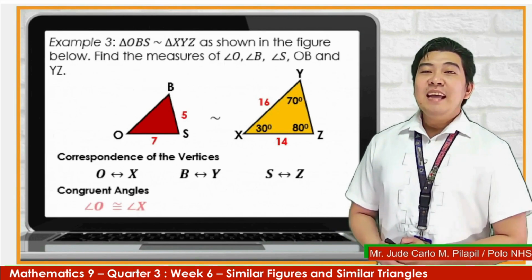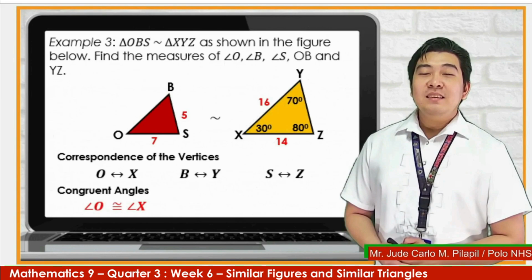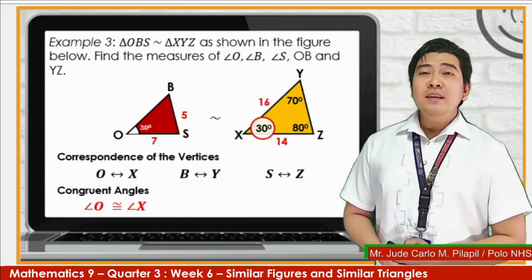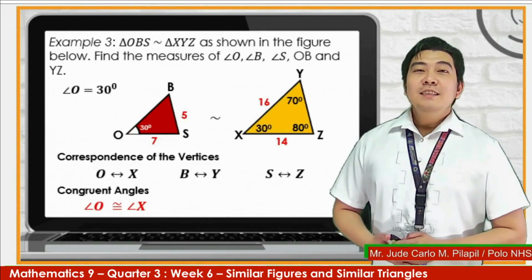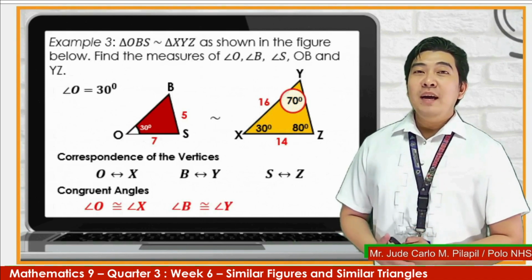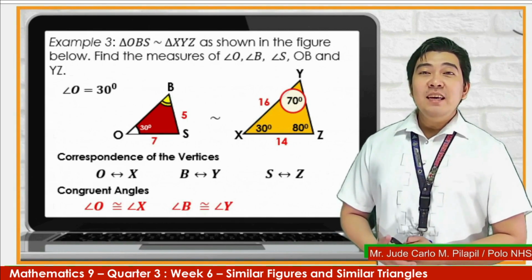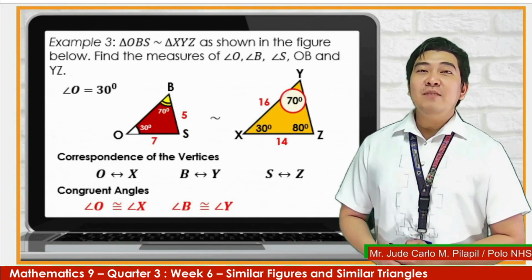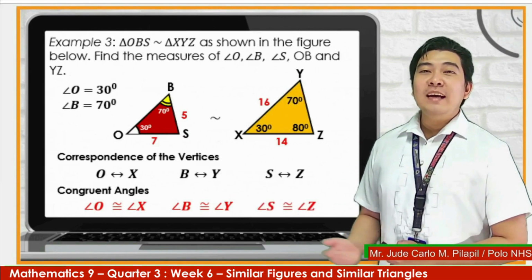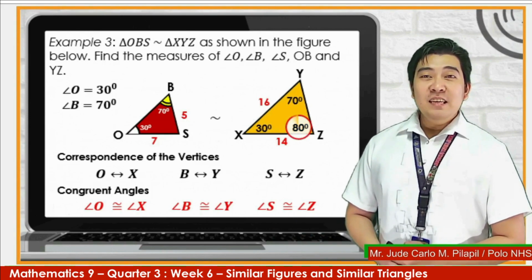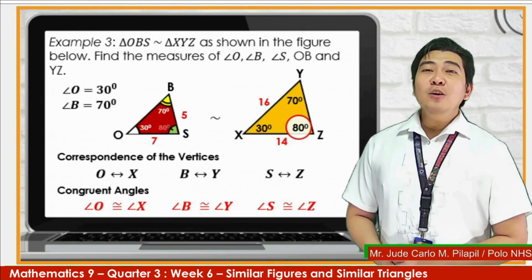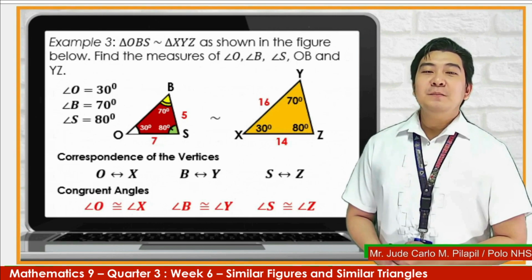Hence, we can say that angle O is congruent to angle X. If angle X is 30 degrees, we can say that angle O is also 30 degrees. Next, angle P is congruent to angle Y. If the measure of angle Y is 70 degrees, therefore we can say that angle P also measures 70 degrees. Lastly, angle S is congruent to angle Z. If angle Z measures 80 degrees, therefore we can say that angle S also measures 80 degrees.